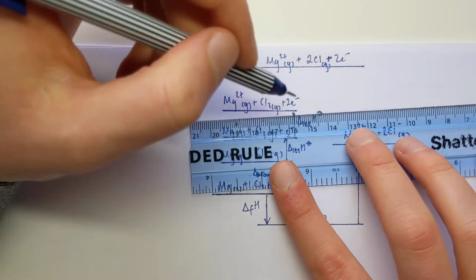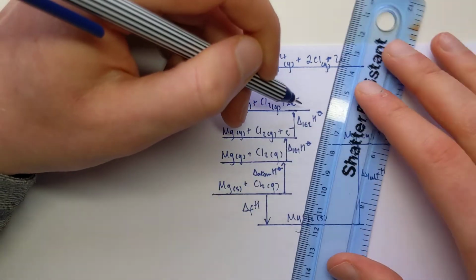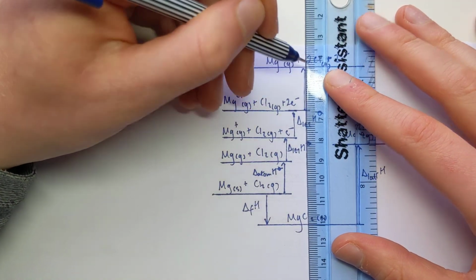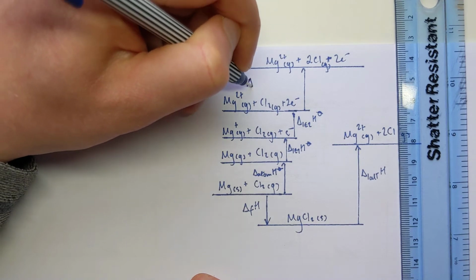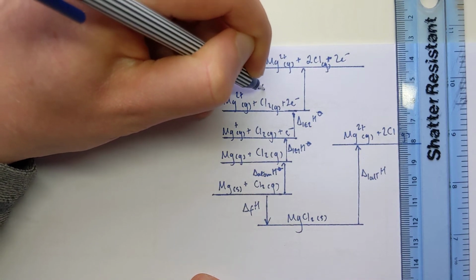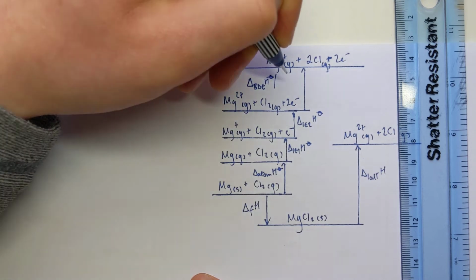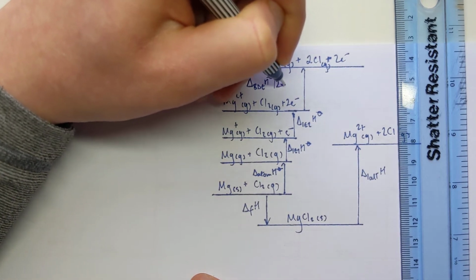So for this step, again, it just depends on the question. They'll probably try and trick you. If they give you the bond dissociation enthalpy, that is the correct value for this. But they could potentially give you the atomization energy, which you'd have to double.